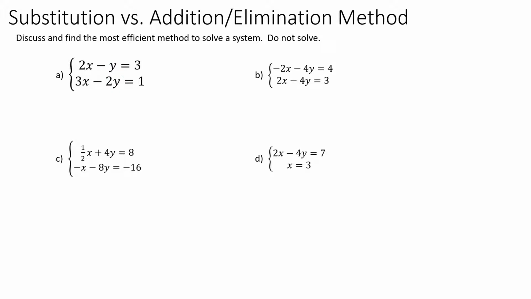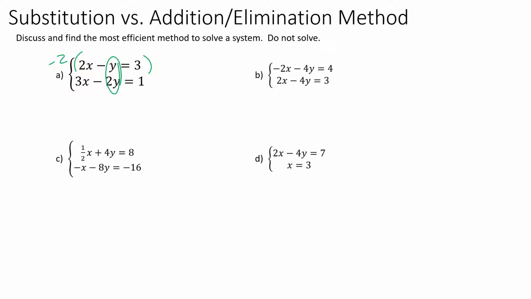However, you could use the addition or elimination method with this. You could easily take that first equation and multiply by a -2, and then the y's would eliminate. So I think this is a really great problem for substitution. However, if you wanted to do addition or elimination, you could do that as well.